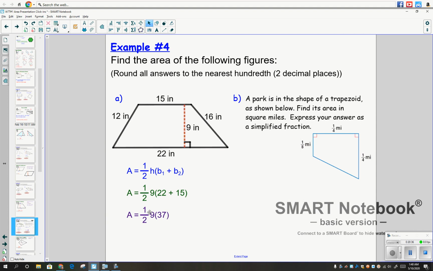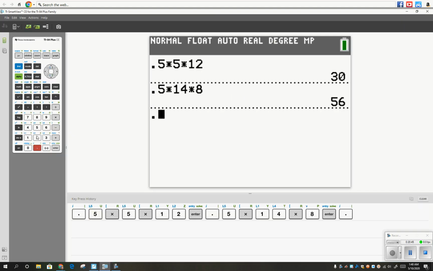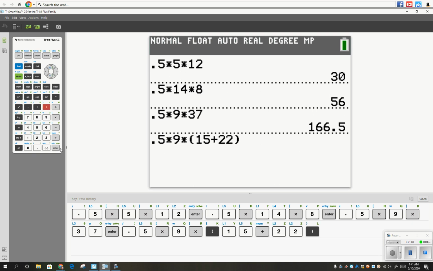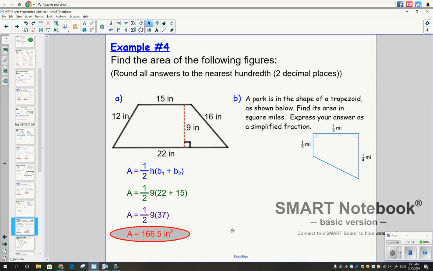Now, you can add the bases together. 22 plus 15 is 37, and then multiply together. 1/2 times 9 times the sum of the bases, which is 37, and I end up with 166.5. Or you can also type it in as 1/2 times 9 times, then we can just put in parentheses. I don't necessarily need to know what the sum of the bases is. I can just put in parentheses 15 plus 22, close the parentheses. I still end up with 166.5 as the area. Square inches is the area of the trapezoid.